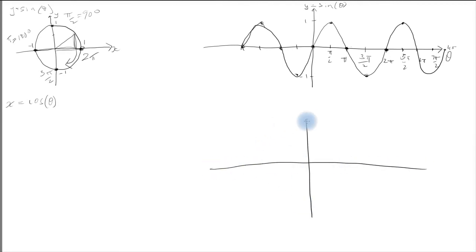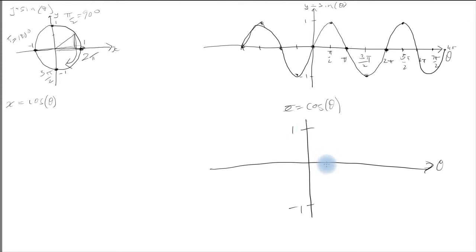Once again, it's got a maximum of 1 and a minimum of -1. So this is x equals cosine of theta. This is theta along here, the angle. This time we start at 1. So you see the cosine, the x-coordinate, starts at 1.